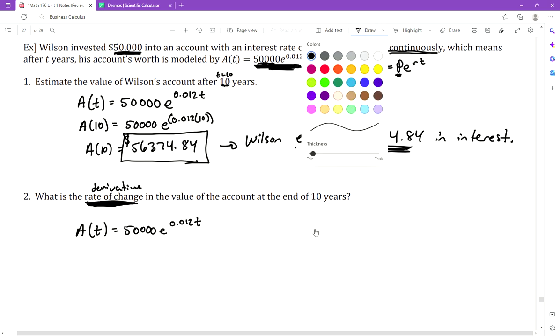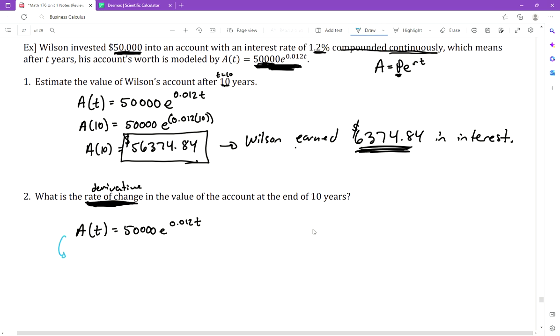I'm going to do the derivative in blue. We have A prime of t equals, remember the constant's always just hanging out if it's being multiplied by a variable expression, which it is. And here's our rule for an exponential function: the derivative of it is itself, so we just copy it, times the derivative of the power. The derivative of 0.012t is linear, so it would be 0.012.